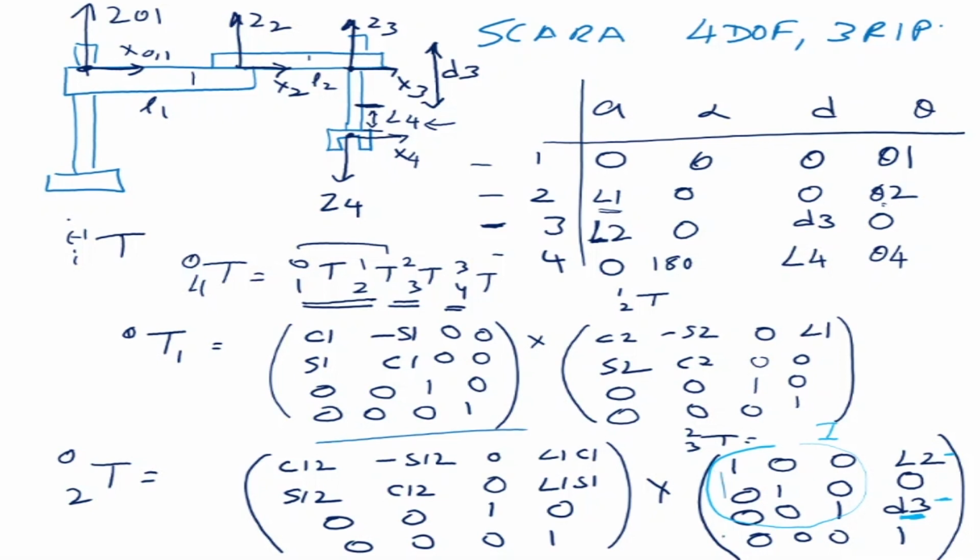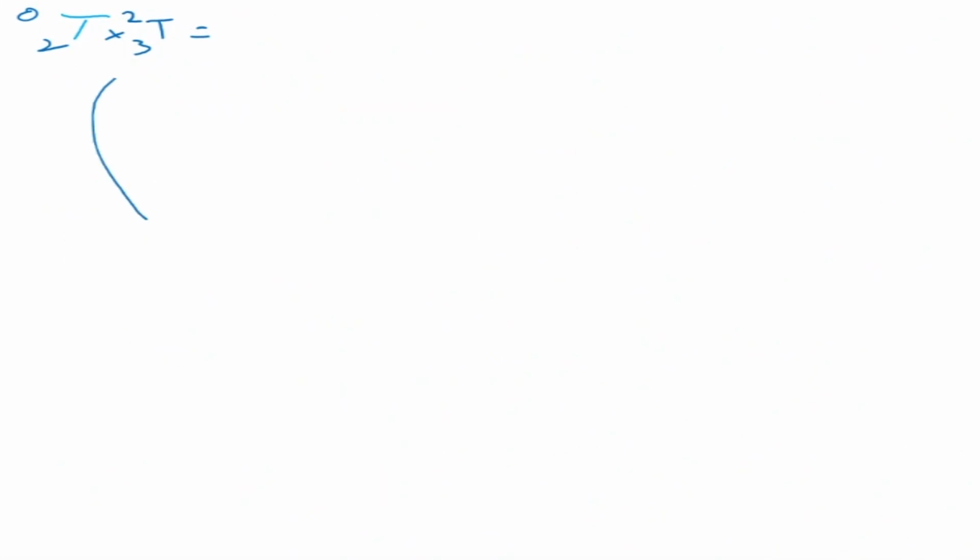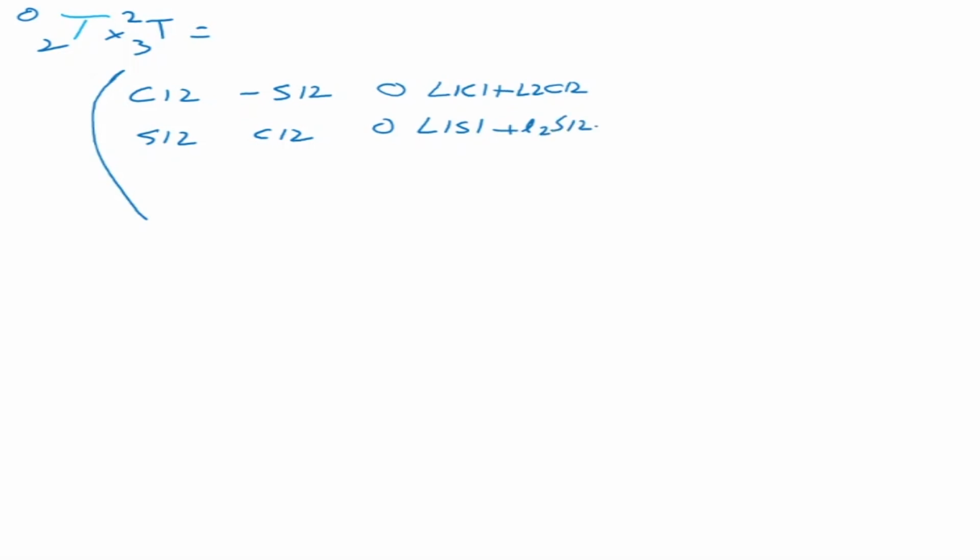Okay, I multiply these two out now. What do we get? I'm going to multiply T0 to 2 into T2 to 3. Just let's go back. So it is this into this, just multiply it out. Because 2 to 3 has an identity matrix in the rotation matrix, there is no change in the angle. So there'll be cos 1,2, minus sine 1,2; this will be sine 1,2, cos 1,2; and this is 0, 0. Then L1 sine 1 plus L2 sine 1,2. The top is always cos 1,2, so this is L1 cos 1 plus L2 cos 1,2 and this is L1 sine 1 plus L2 sine 1,2. This is 0, 0, 1, this is D3, and this is 0, 0, 0, 1.